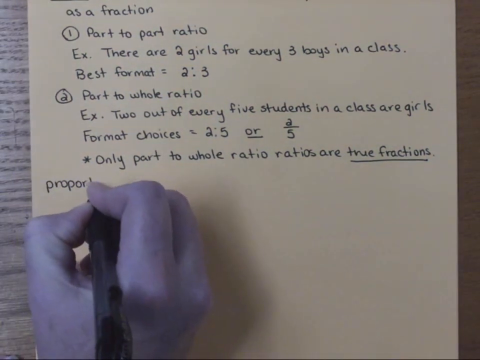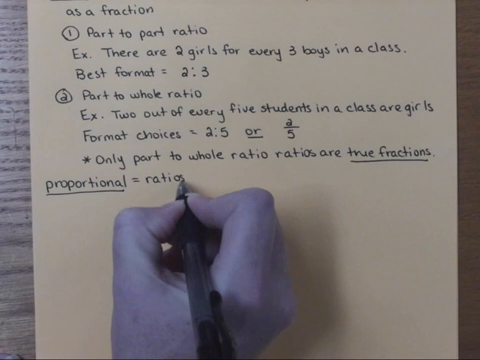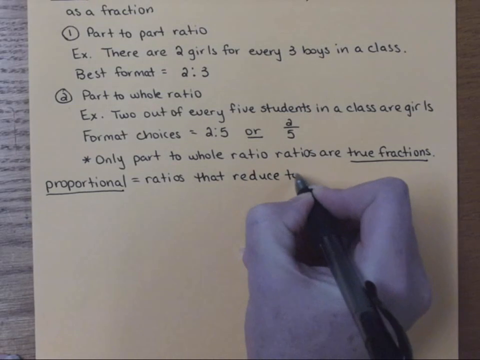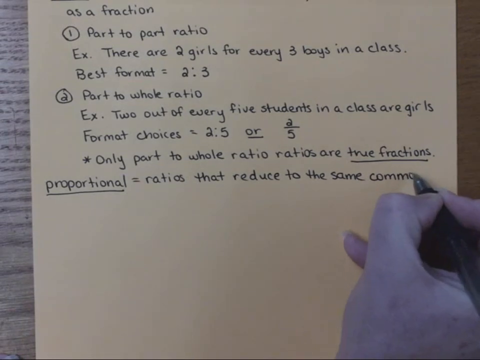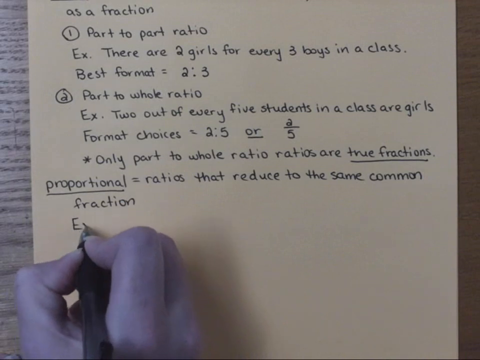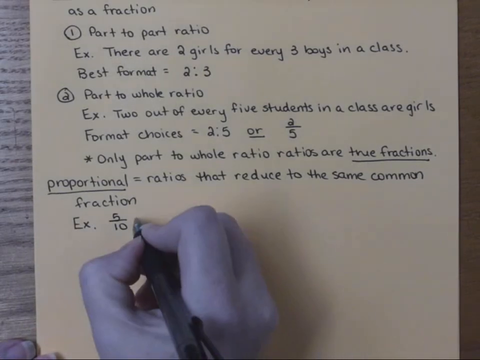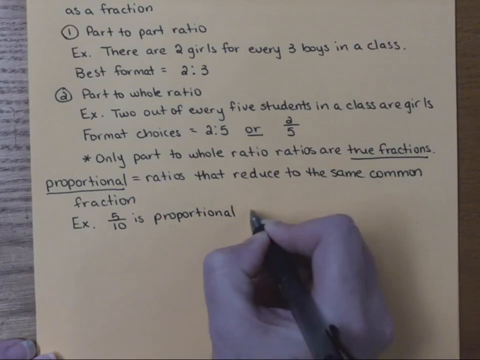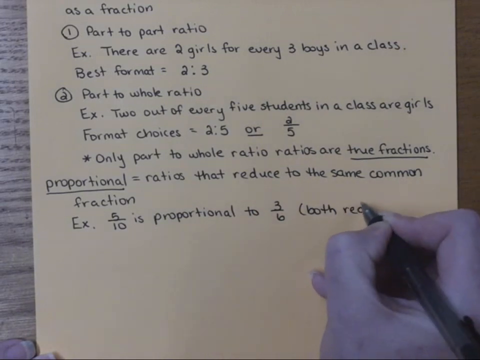So sometimes we say that things are proportional. All that means, if something is proportional, is that the ratios reduce to the same common fraction. For example, if you had a part to whole comparison that was 5 out of 10, that is proportional to 3 out of 6, because they both would reduce to 1/2.